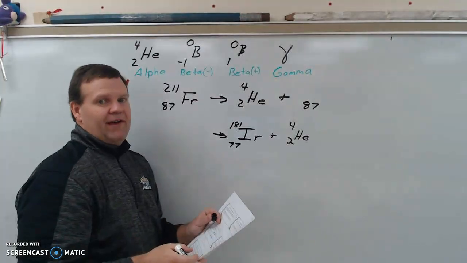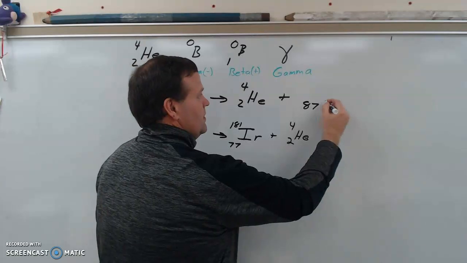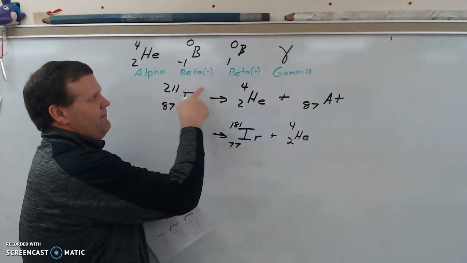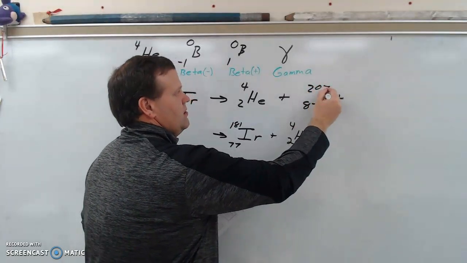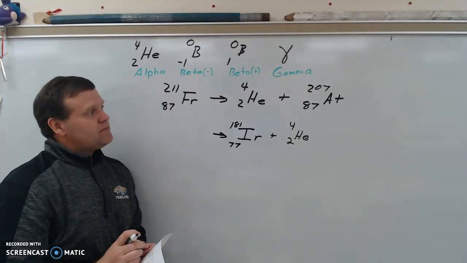And if you look up 85 on your periodic table, you're going to see that 85 is astatine. So we put At right there. And then up on top, since we've got 211 and we take away 4, whoops, I'll make that 207. So it'd be what we'd call astatine-207.